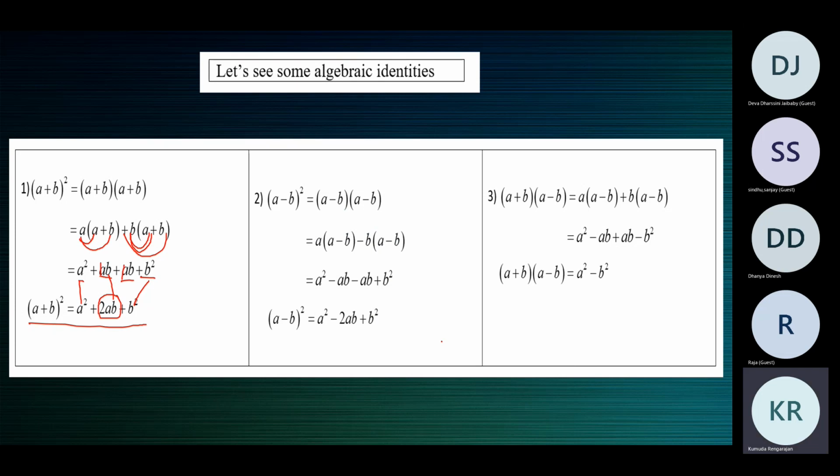All right, children. So this is what it is. The 3 algebraic identities which you will learn. There are many algebraic identities. These are the 3 which you have for 8th standard.